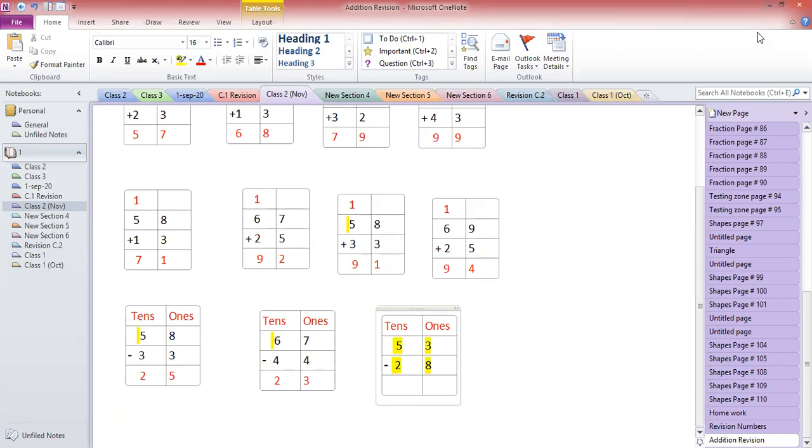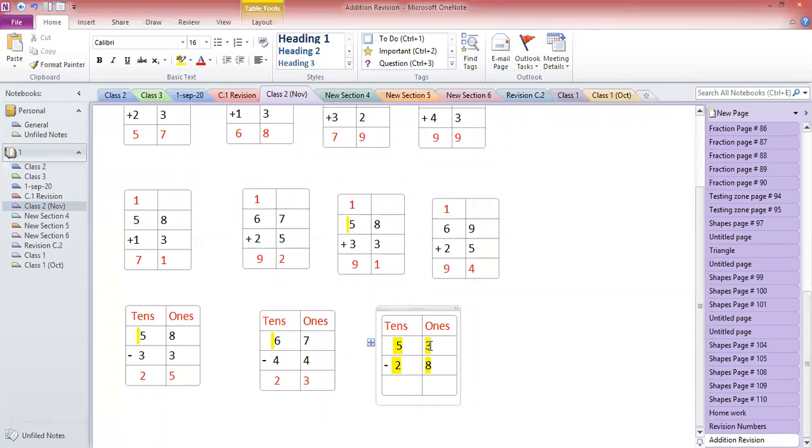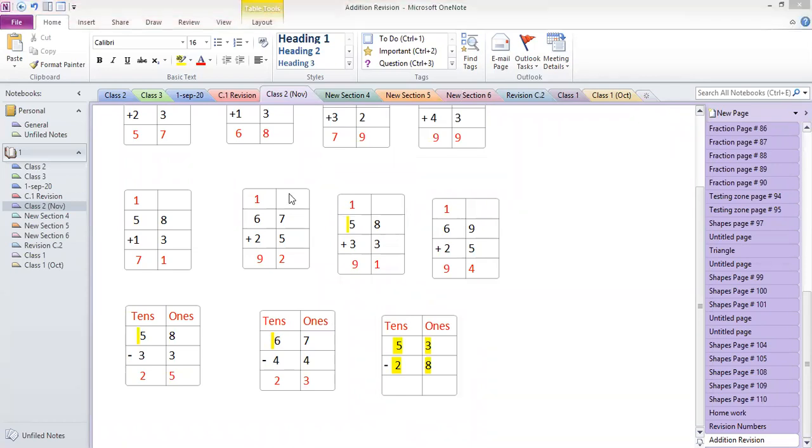Wait, guys, let me revise for you first, then I'll ask you. Some students are doing small mistakes. Guys, I hope you are with me. Subtract the ones. Can you subtract 8 from 3? No, we can't. Why? Amjad, silent. I'm asking why. Because 3 is smaller than 8. Very good. Very good.